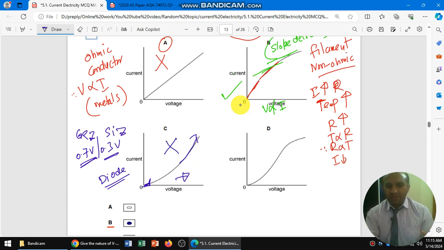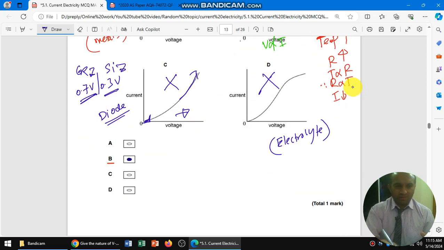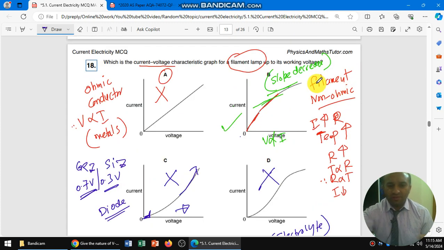And the D option is for a different material. Sometimes we can say that this is a graph for an electrolyte. In an electrolyte, the current-voltage characteristic is represented by this diagram. So this is not for the filament. So the B option is the correct one, for the filament of a light bulb. Okay, thank you.